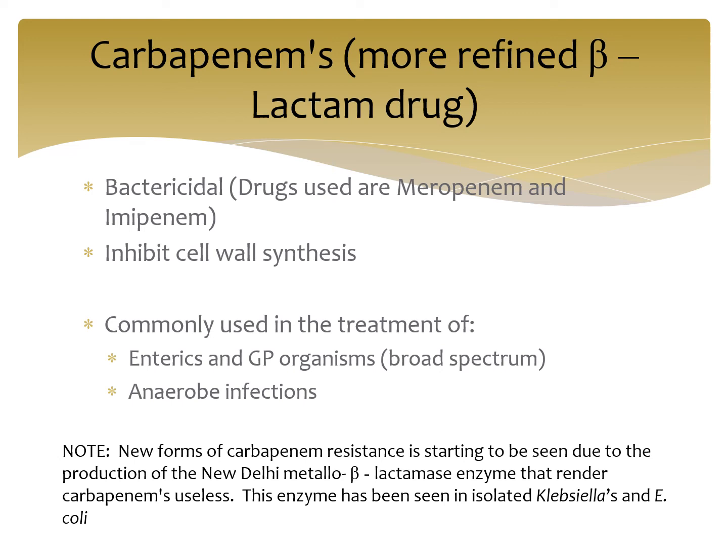The carbapenems are commonly used in the treatment of enterics and gram-positive organisms. The carbapenems are a very good broad-spectrum drug, and they are also used for resistant enterics. They can also be used for the anaerobic infections. Okay, there are new forms of carbapenem resistance starting to develop, and that would be because of the new beta-lactamase enzyme that renders carbapenems useless. This enzyme has been isolated in Klebsiellas and E. coli as well.